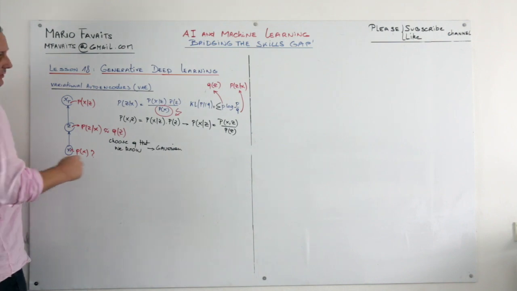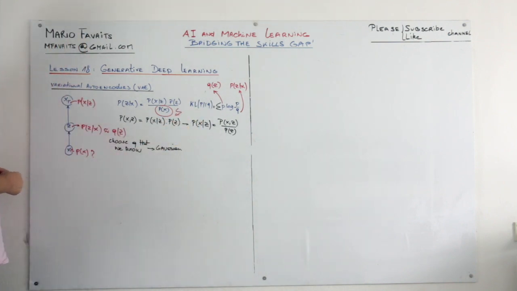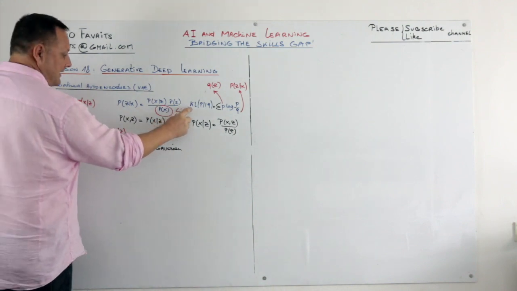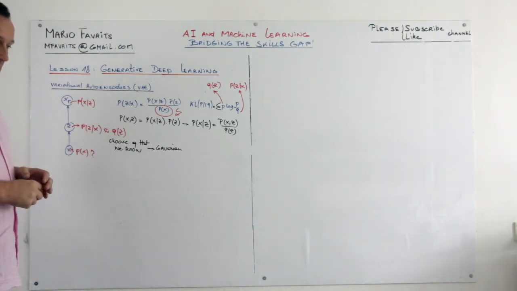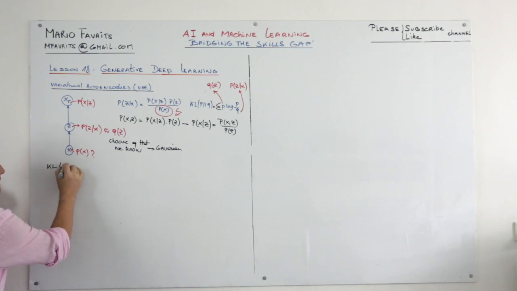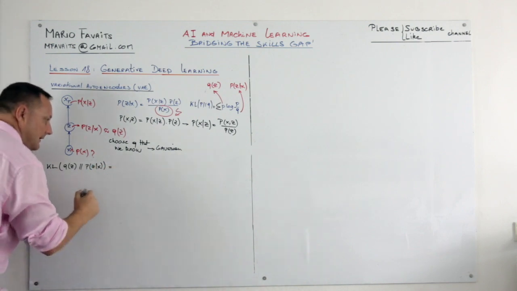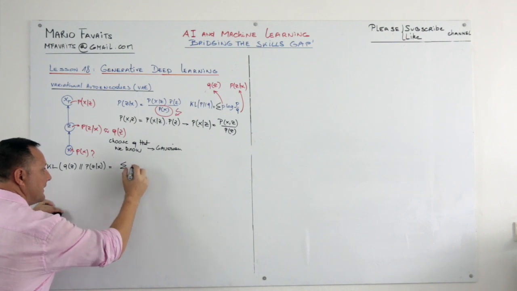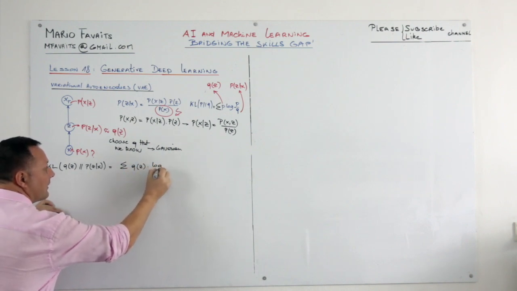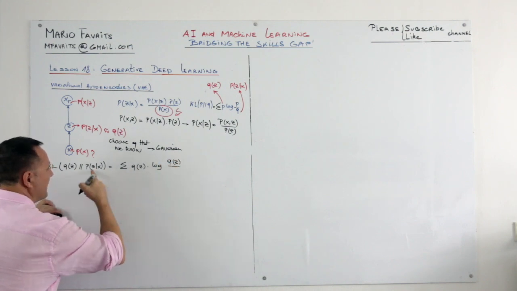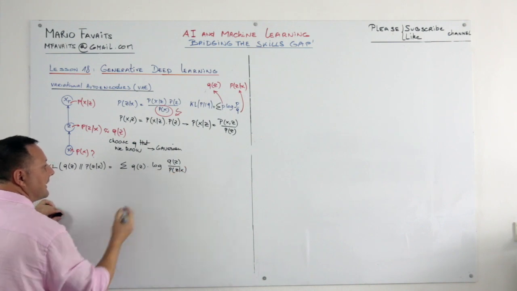So now we want to minimize the KL divergence between these two. I choose Q of Z so that it approximates P of Z given X. We want to minimize the KL so that these two are as close as possible to each other. So we have the KL divergence of Q of Z and the probability of Z given X, and that is equal to the sum of Q of Z times the log of Q of Z divided by the probability of Z given X.